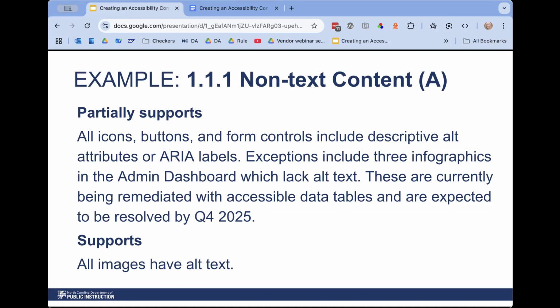An example of a not sufficient response is that it supports, and you simply said all images have alt text. And in your mind, that may be, we've supported it. We're telling them even in simple language, we've got alt text for all of our images. But I know that in your product, you have more things than just images. You have some buttons and some form controls, and I need more information about whether or not you've met this standard for those examples of non-text. So again, be detailed as much as possible.